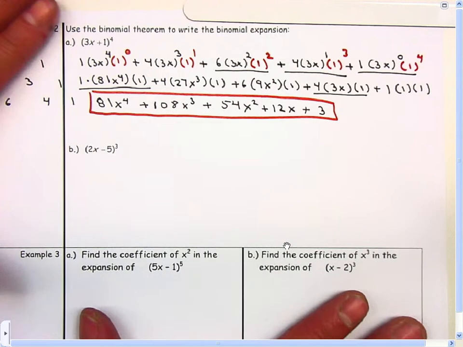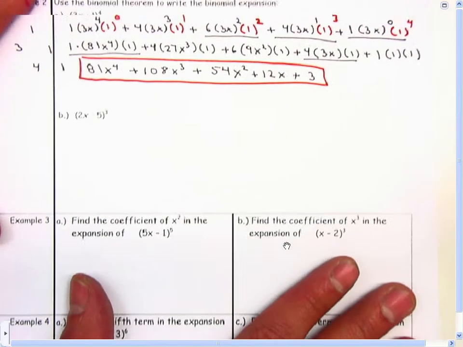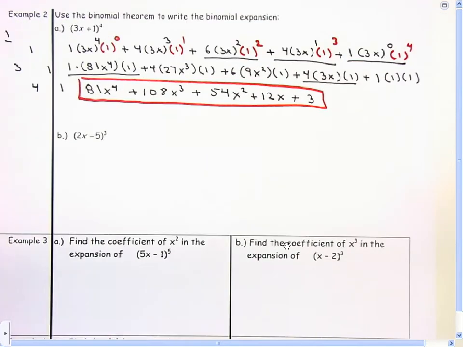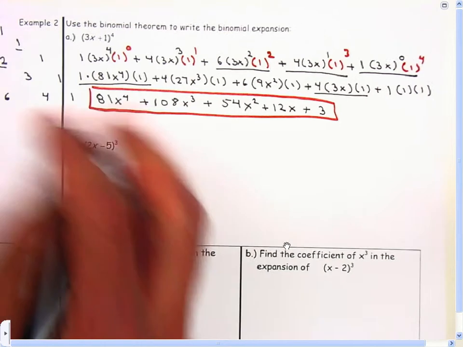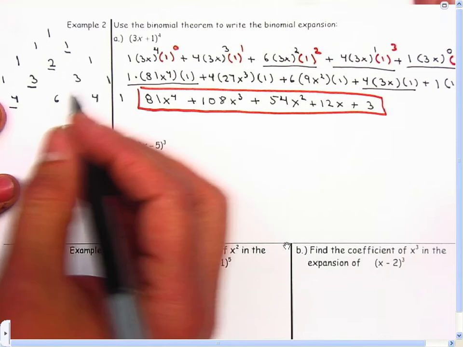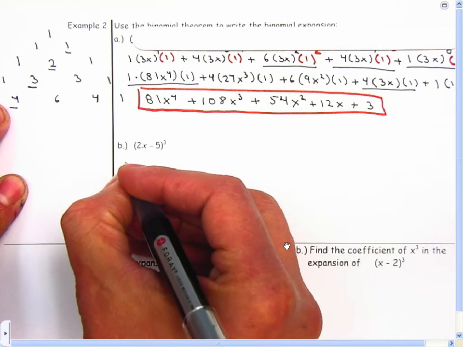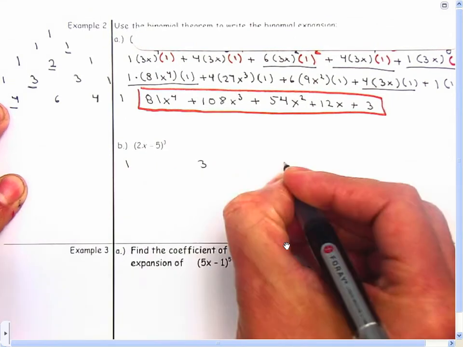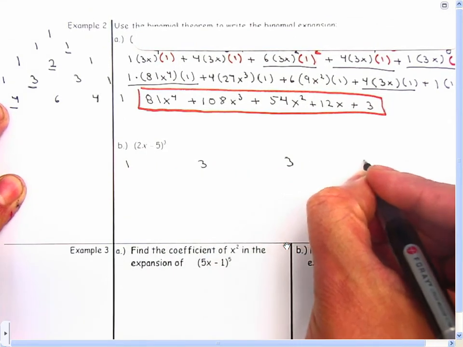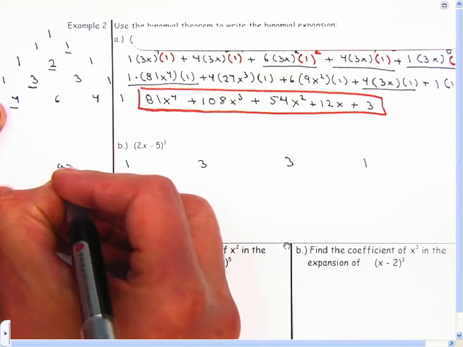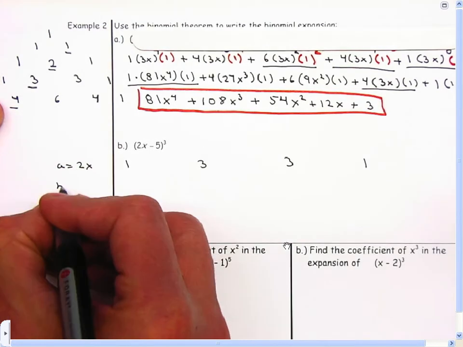Number 2, we want to be able to expand it once again by using the binomial theorem. Notice that it's to the third power, so we need to utilize row number 3. So let's go and write it down: 1, 3, 3, and 1. Now the value of A will be 2x, the value of B will be negative 5.